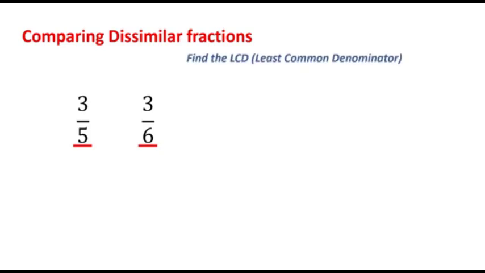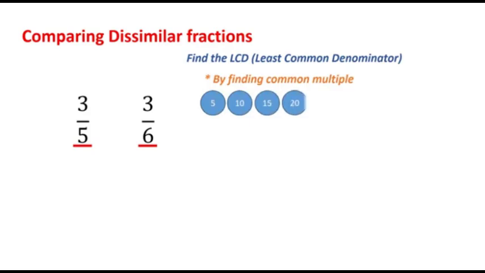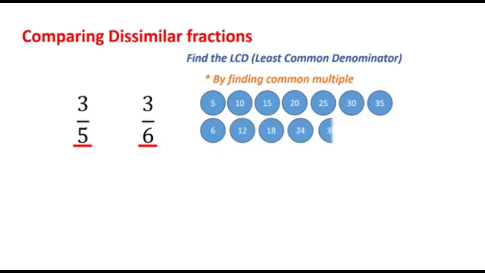And there are multiple ways on how to get the LCD. The first one is through the common multiple, or done through skip counting. The multiples for 5 are 5, 10, 15, 20, 25, 30, 35, and so on. For 6, the multiples are 6, 12, 18, 24, 30, 36, and so on. Now look for the least common multiple, which is 30. So the LCD for 5 and 6 is 30.